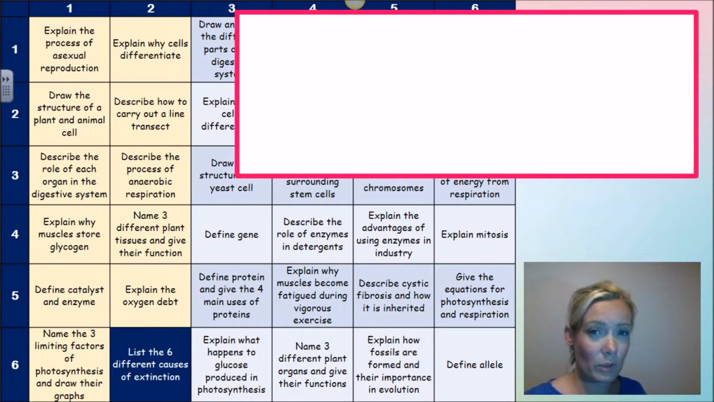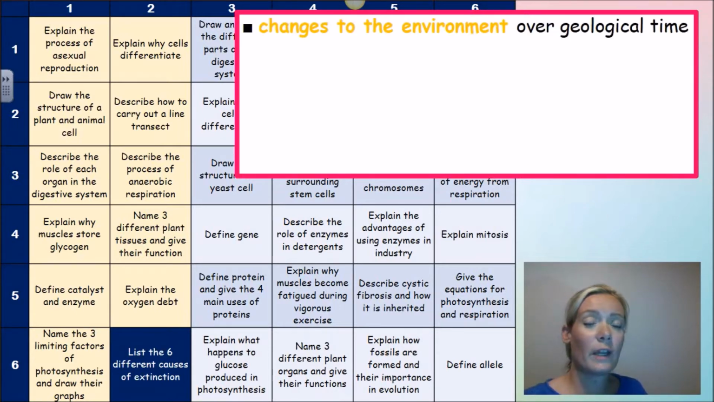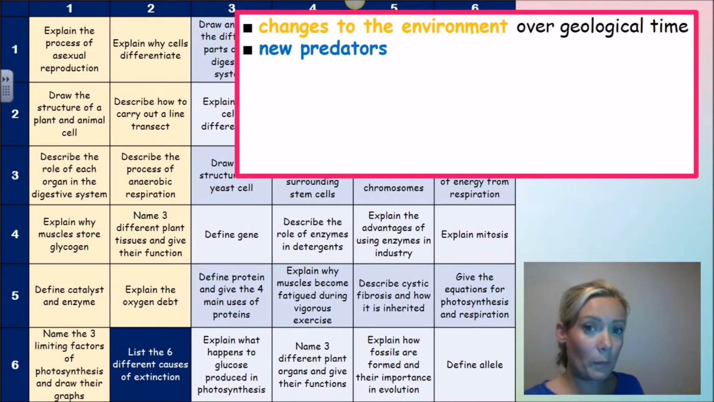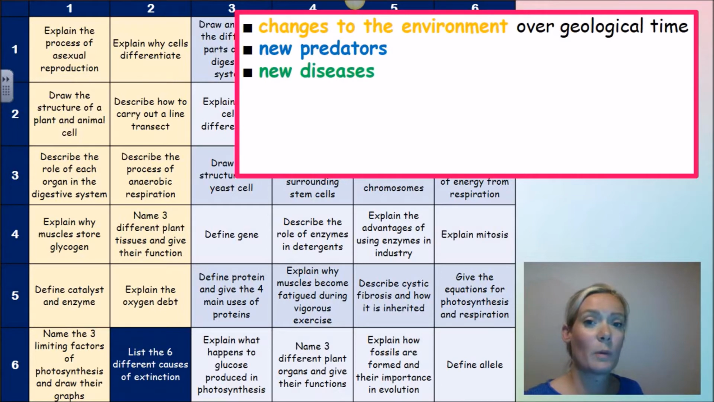Right, 6 different causes of extinction, and be able to list them. Again, it commonly comes up, please make sure you know them. So we can have changes to the environment. If the environment changes, it's likely that we could have a case of extinction, and this is over a huge time period. New predators. A new predator comes in that the animal can't compete with, can't get away from. The predators can catch it far quicker and use it as prey. That's going to be a problem.